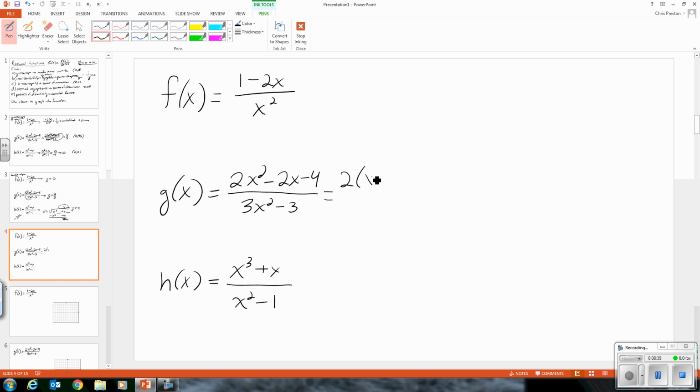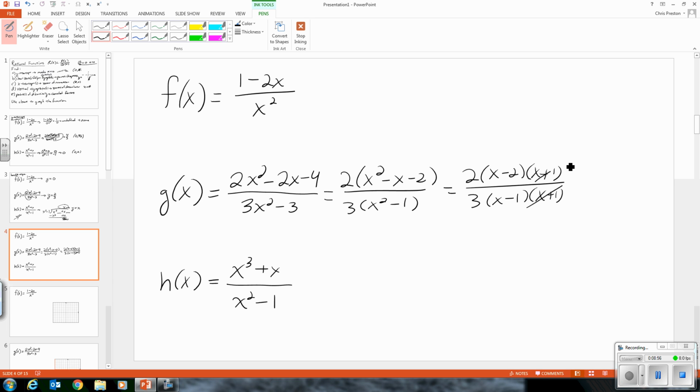So 2x squared minus x minus 2. Take out a 3, x squared minus 1. So this will factor as 2 times x minus 2, x plus 1. This will factor as 3 times x minus 1, x plus 1. Those will cancel out, giving me 2 over x minus 2 and 3 x minus 1.